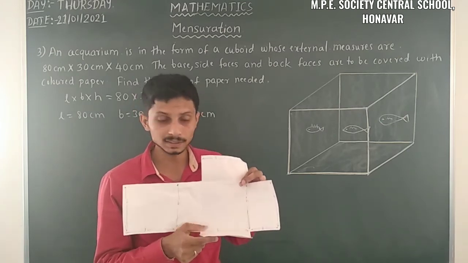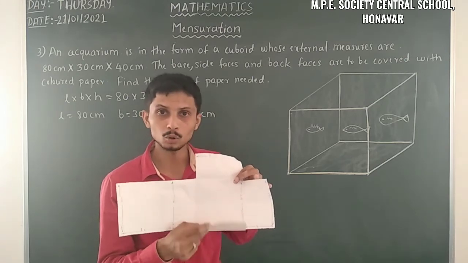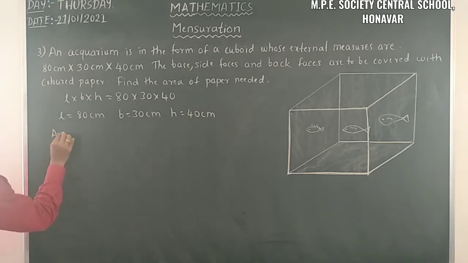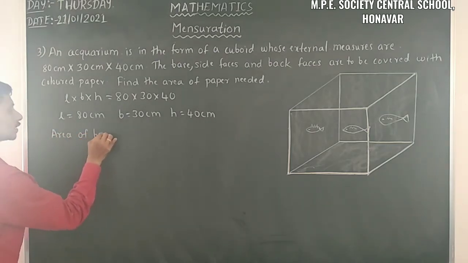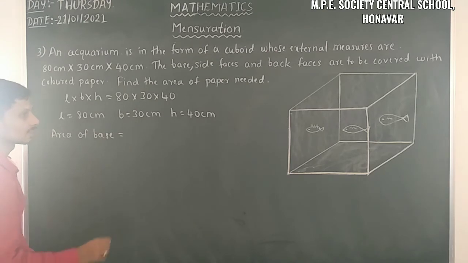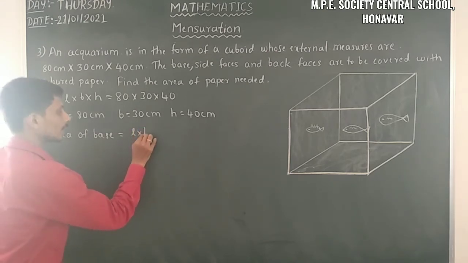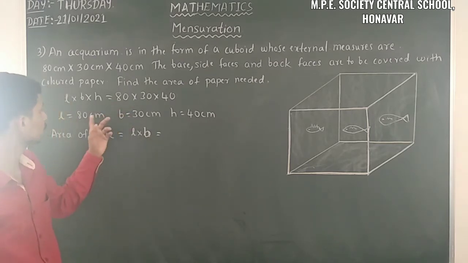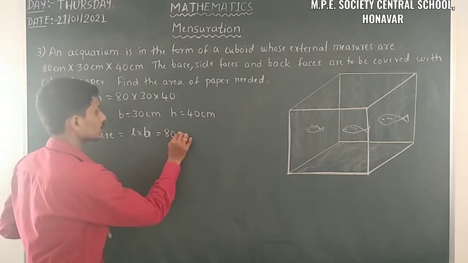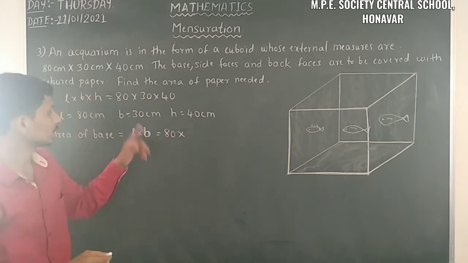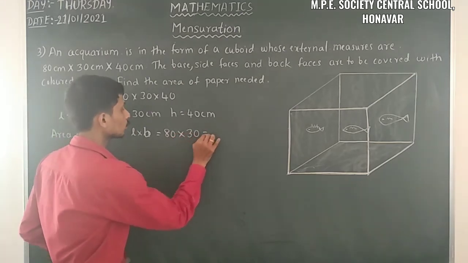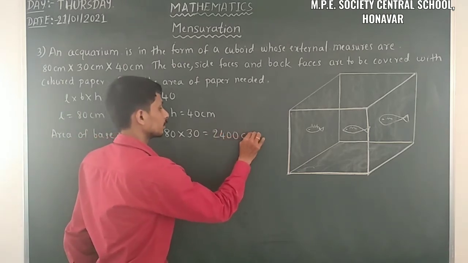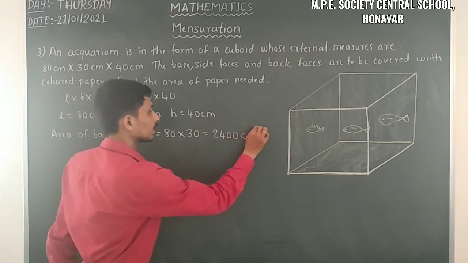Firstly, I will take the base, that is L into B. So firstly, the area of base. Sorry, the base part is L into B. What is the value of L here? 80, into B, that is 30, is equal to 8 into 3, 24, so 2400 centimeter square.